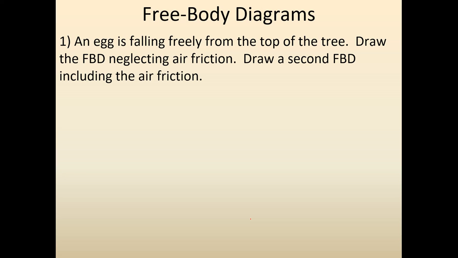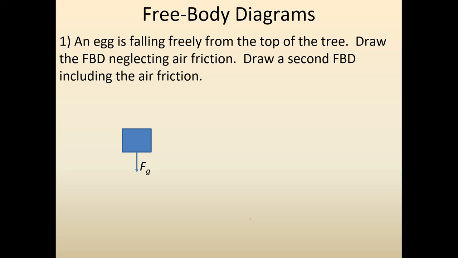All right, so here we're going to draw two FBDs of an egg falling from a tree. For the first scenario, we're going to neglect air friction. So we're going to start with the box. We have the force of gravity pulling down, and that's it. There's no other forces. There's no normal force because there's no surface. There's no tension because there's no rope. There's no applied force. There's no person touching it at this time. So the only force is the force of gravity pulling it down.